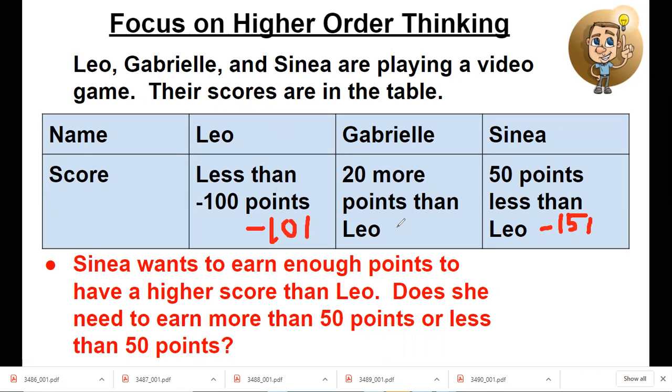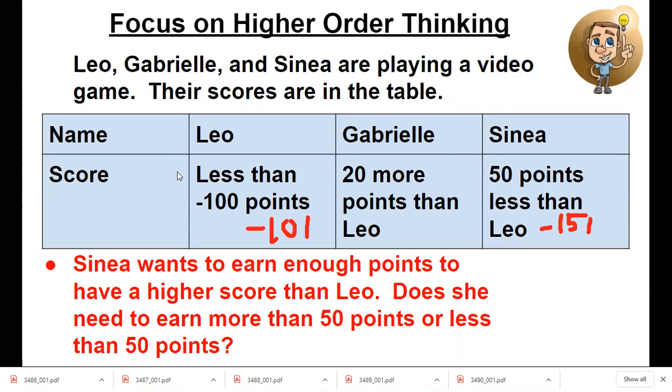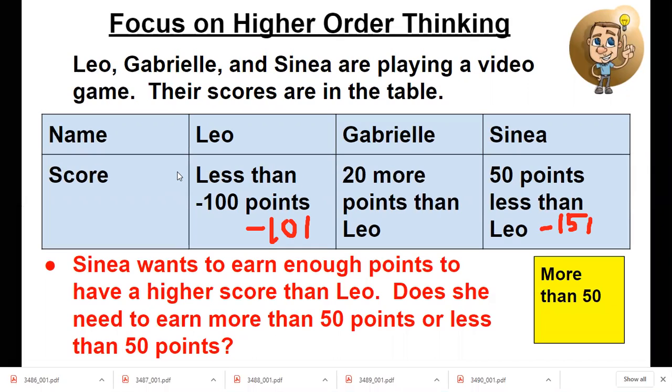Is she going to have to earn more than 50 points or less than 50 points to have a higher score than Leo? What do you think? It's a higher score than Leo. Did you say more than 50? Then you are correct, right?